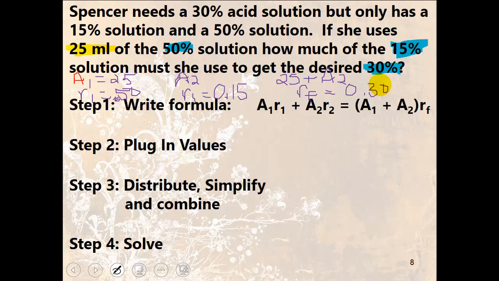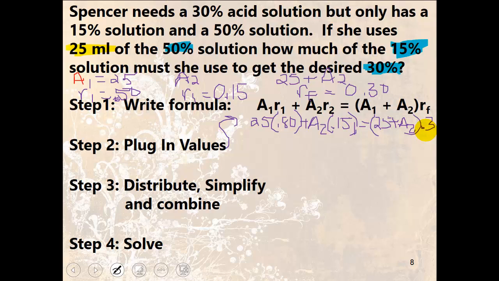And so here's what I'm going to do. I'm going to plug in, distribute, simplify, and go from there. Okay, so here's where I'm plugging in. So I have 25 times 0.8 plus, I don't know what A2 is, so I'm just going to leave it as A2 times 0.15 equals A1 plus A2. Well, that's just 25 plus A2. I don't know what A2 is yet. Times 0.3. And now I'm going to distribute.